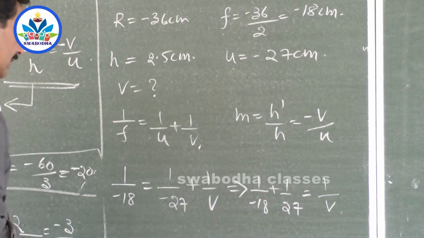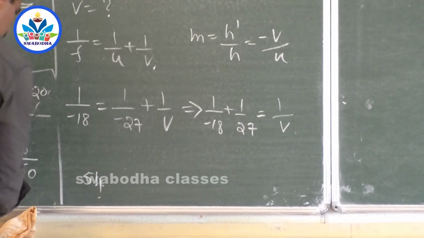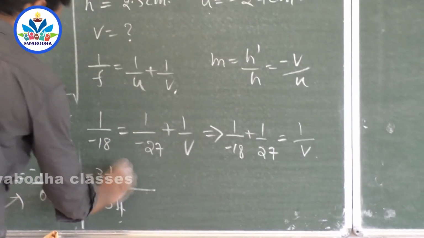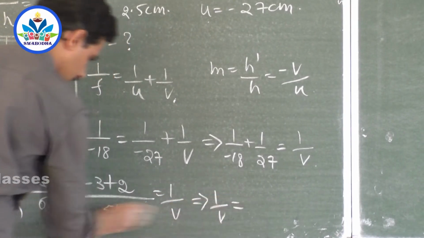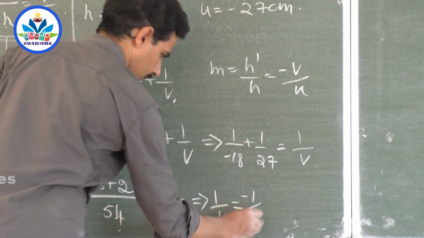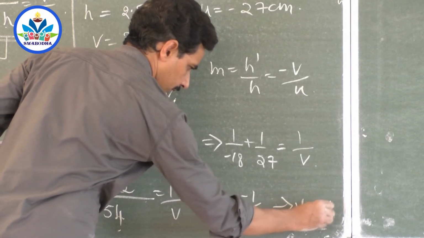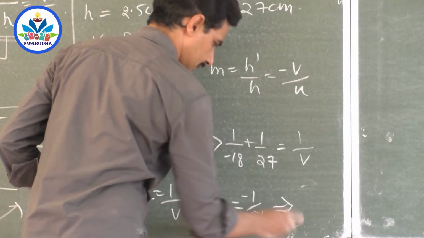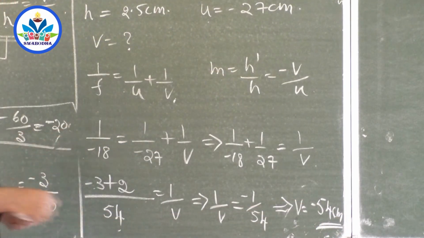Okay, common denominator you can take as 54, I think. So 54 common denominator, then 18 3s are, plus 27 2s are. That is equal to 1 by v. That implies 1 by v is equal to minus 1 by 54. v is equal to minus 54 centimeter. Okay, that is the place where you have to keep the screen. v is equal to minus 54 centimeter. That is the answer. So that is the image distance. There you have to place the screen.